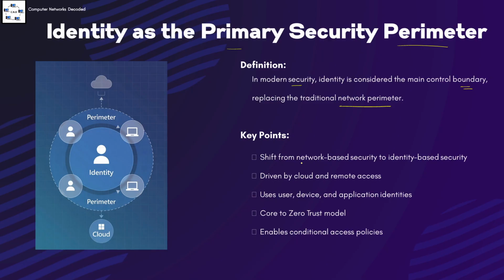So we are shifting from network-based security, also known as perimeter-based security, to identity-based security. It is driven by cloud and remote access, and it uses user, device, and application identities. Users have usernames and passwords. Devices have other identities such as device IP address and device location, and applications also have their own identities. It moves from the core to the zero trust model, and it enables conditional access policies.